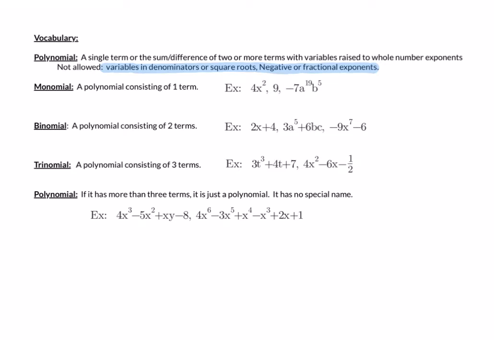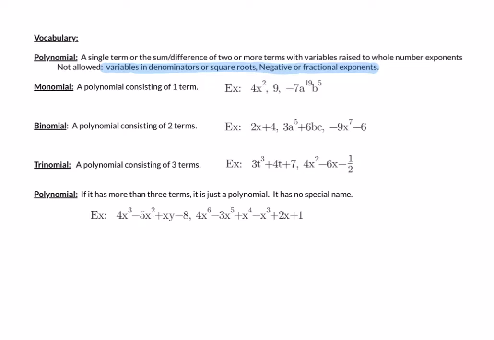Now we do have some special polynomials. We have three. The first one is a monomial. A monomial is a polynomial, and it consists of only one term. So some examples: 4x squared is a monomial, 9 is a monomial, and negative 7a to the 19th b to the 5th is also a monomial. Remember that terms are separated by addition and subtraction, and since none of these have any addition and subtraction, they are all considered one term.